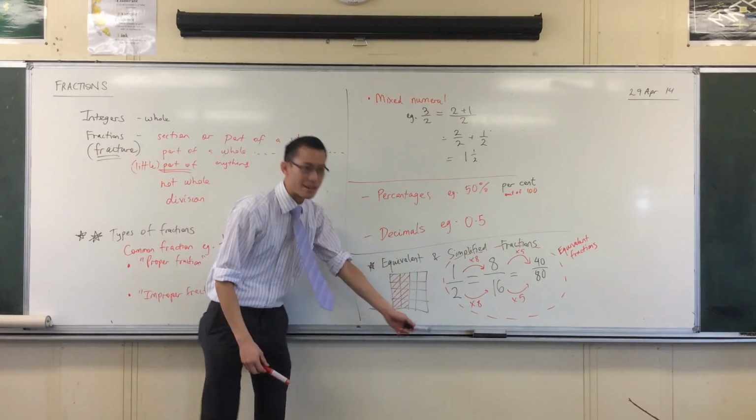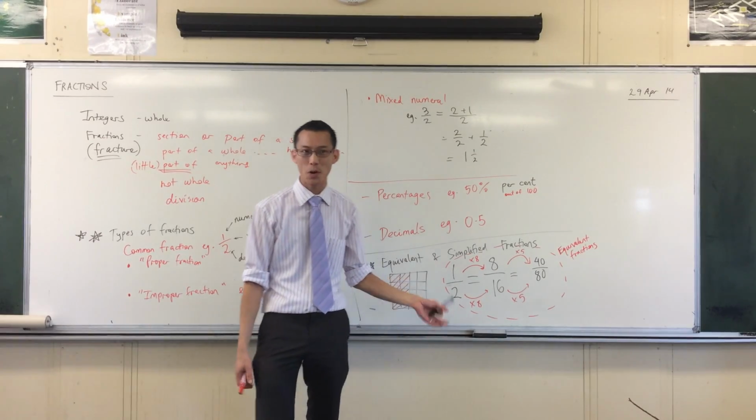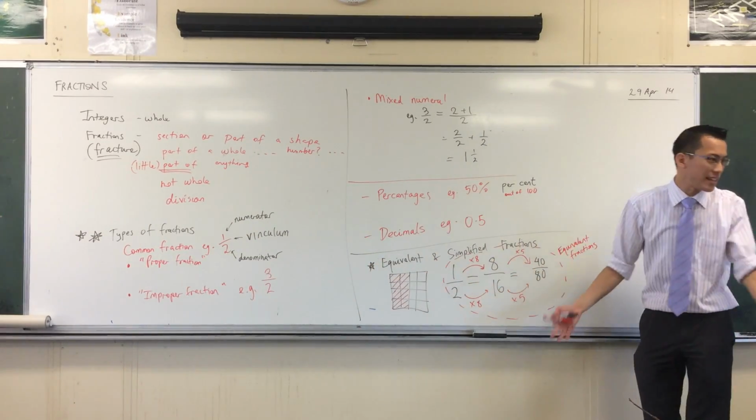It's 1 over 2. Now, what makes that one? What makes a half 1 over 2? What makes it the simplest one? 1 over 2, I can't make these numbers any smaller.